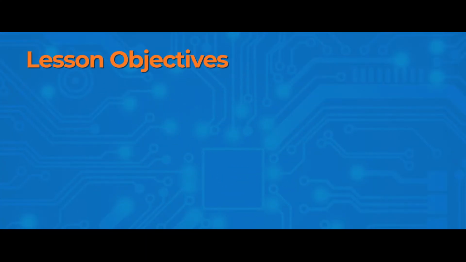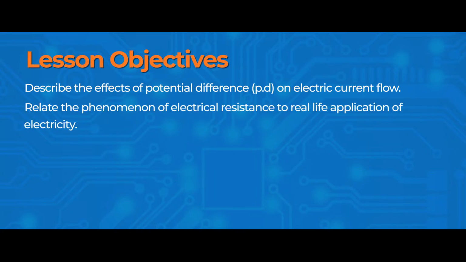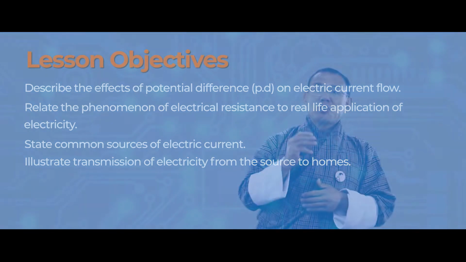Today, I would like to take you through these objectives. By the end of the lesson, we would be able to describe the effects of potential difference on the electric current flow. Relate the phenomena of electrical resistance to real-life situations wherever we use electricity. State the common sources of electric current. And hopefully, by the end of the lesson, I'll be able to give you a brief idea of how electricity is generated at the generation points and how it is transmitted to other places for its usage.